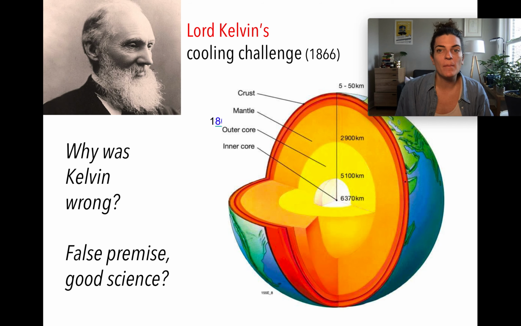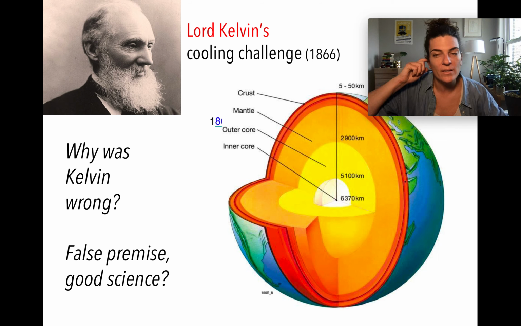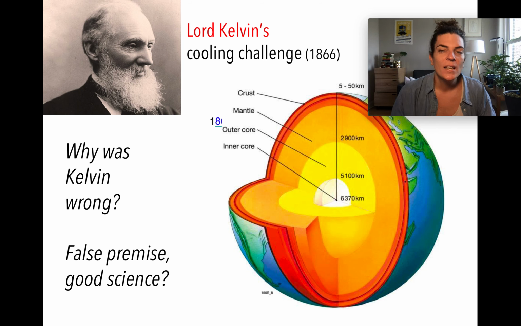So Kelvin ended up, of course, being wrong. We know that the Earth is actually 4.5 billion years old, not a couple hundred thousand years old. But it's not because he did bad science. His science was actually okay. His math, his science, his calculations were all fine. He had a false premise. He had a false assumption, which was that the Earth is cooling uniformly from the outside in. That's not the case. It has never been the case. It was cooling from the outside in, but not uniformly. So this is a false premise.